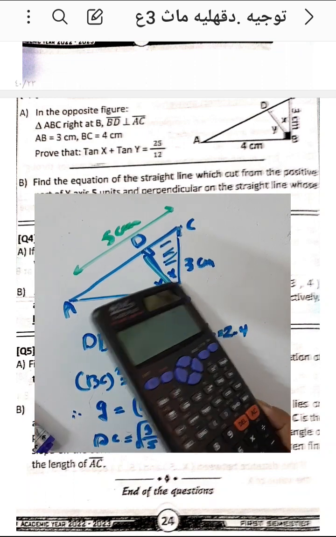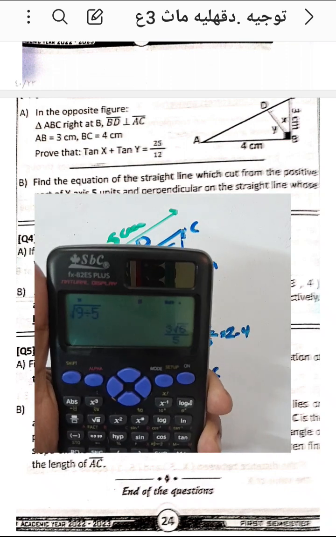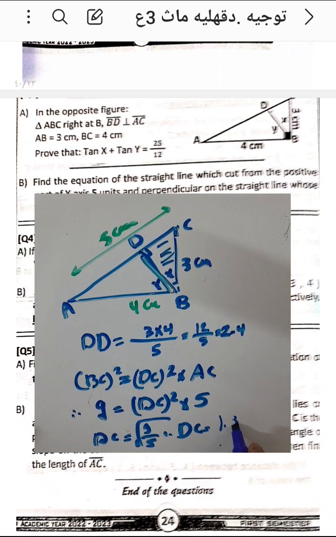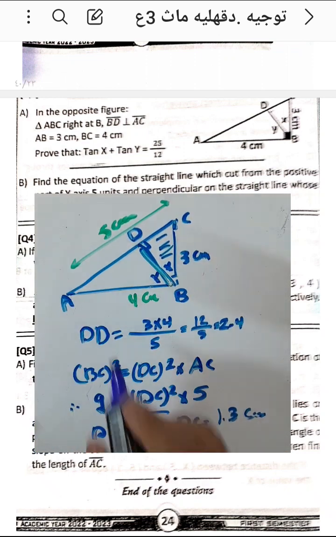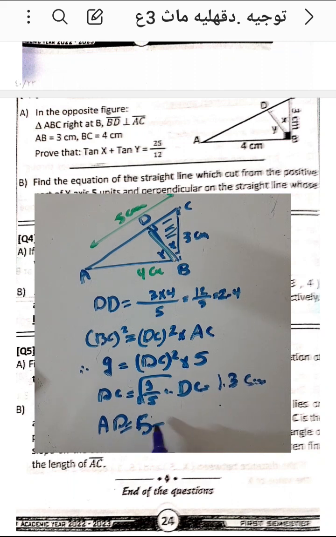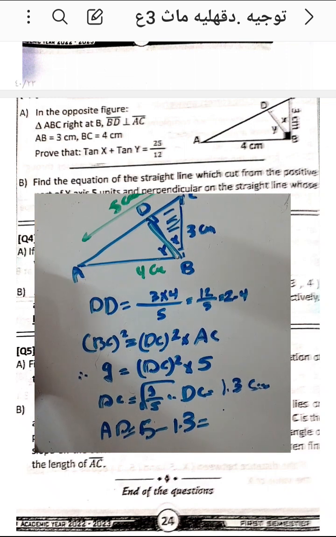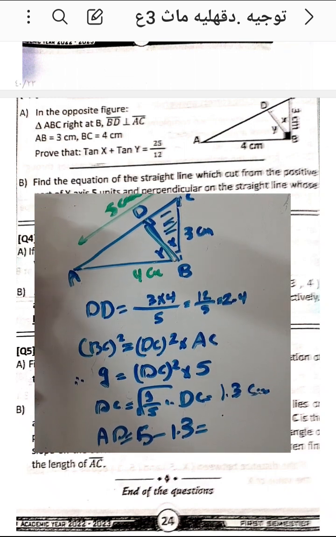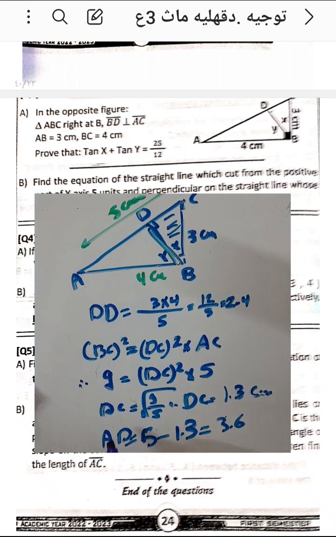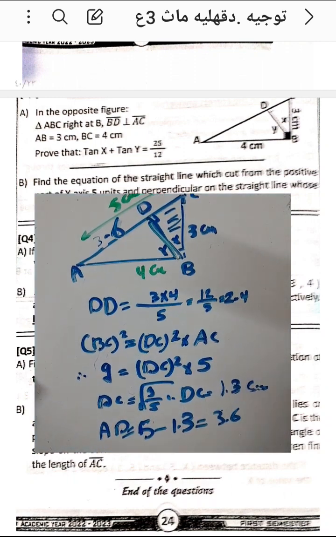Square root of 9 over 5 will be 1.3 centimeters. And then DE or ED is the difference between 5 and 1.3, 5 subtract 1.3. Okay, we can write 5 subtract the answer, the result will be 3.6 approximately. 3.6 this side, or 3.7. Okay, never mind.